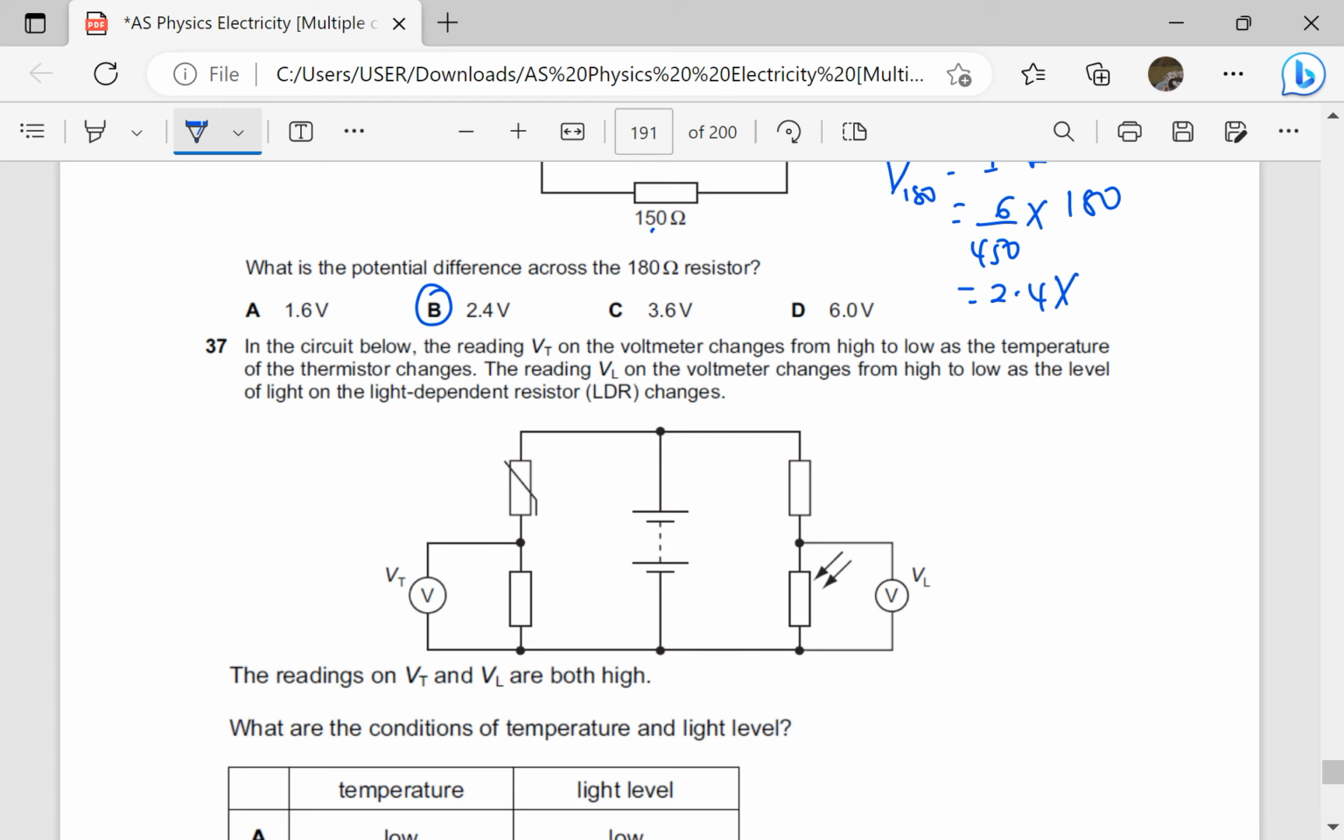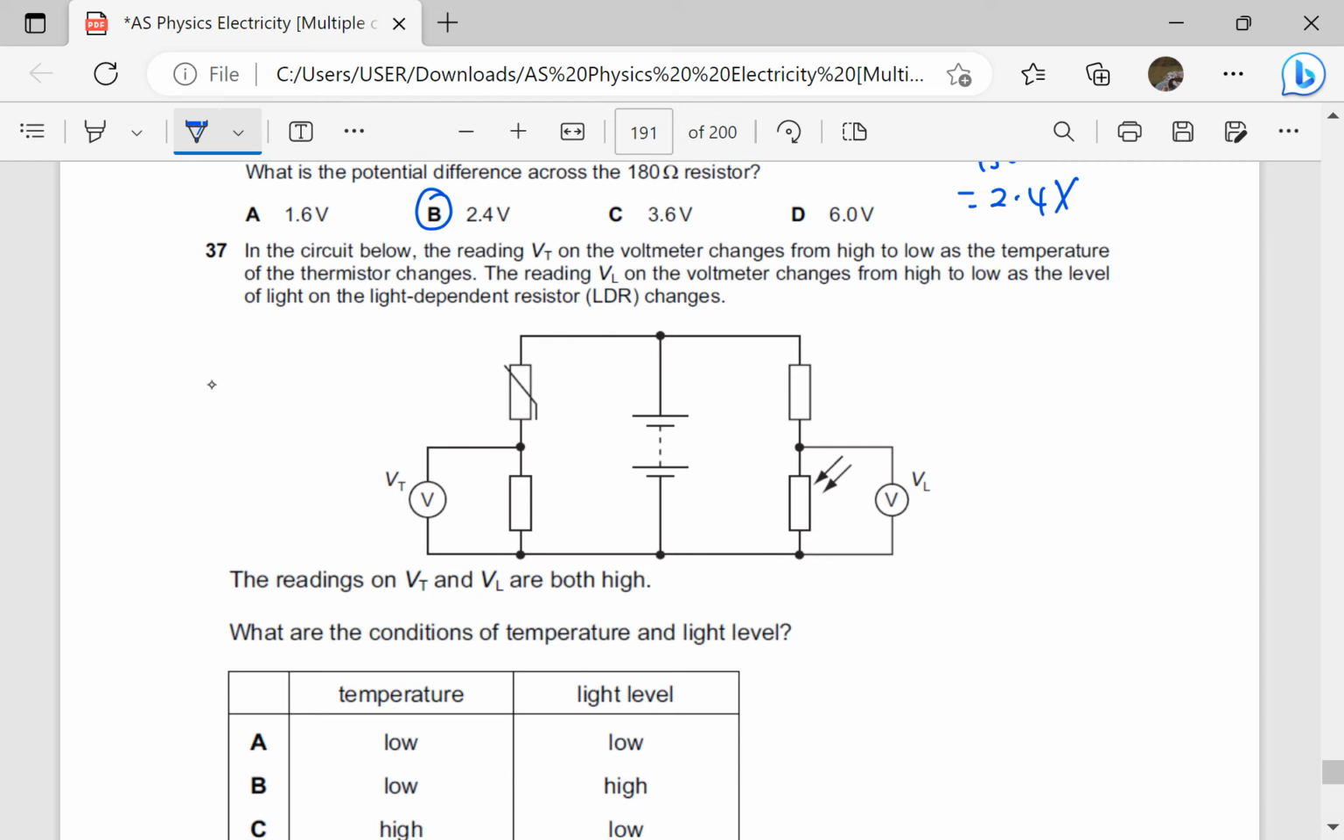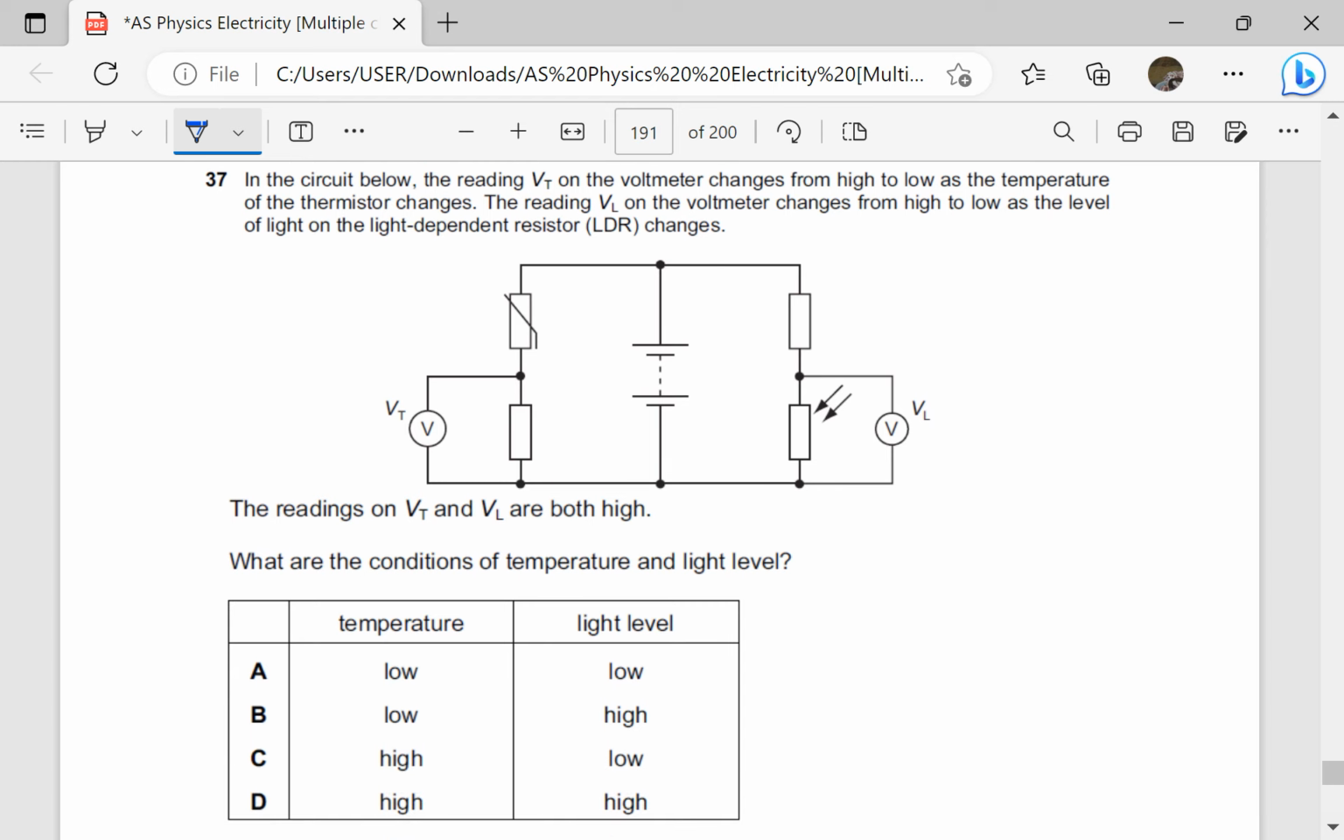In the circuit below, the reading VT on the voltmeter changes from high to low as the temperature of the thermistor changes. The reading VL on the voltmeter changes from high to low as the level of light on the light-dependent resistor changes. The readings on VT and VL are both high. If this one is high, it means the resistance here is also high. And if the resistance is high, remember VT is the thermistor, it means here the temperature must be low.